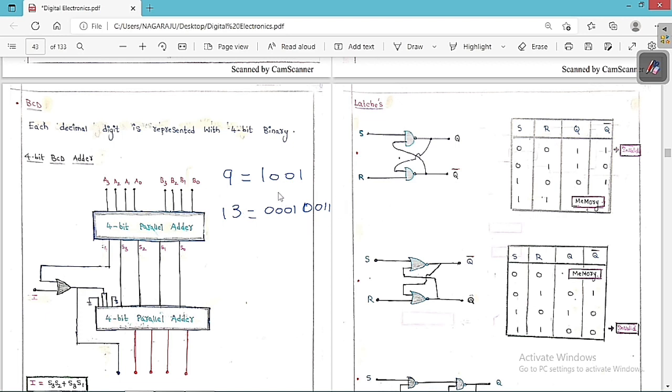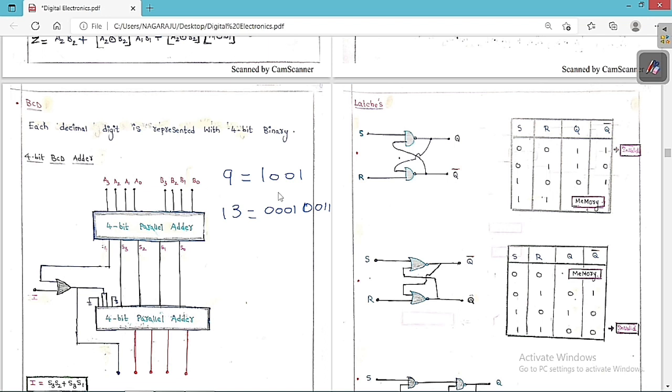So this is called a BCD representation. For each decimal digit, it is represented with 4-bit binary. So if each decimal digit is represented with 4-bit binary, it is called a BCD representation.